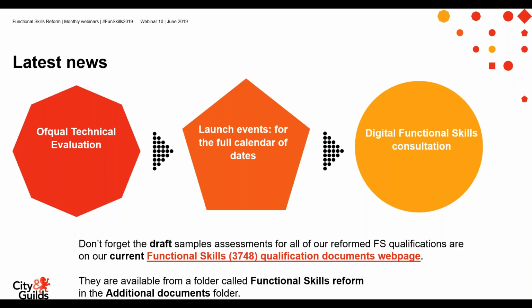So, latest news. Well, the big news, and we'll cue a quick drum roll here, is that we can now reveal that our level 1 and level 2 reform functional skills qualifications have successfully completed the Ofqual technical evaluation process. Sounds like a huge milestone, and it is. I think we've alluded before that that process has been extremely thorough, and has involved a great deal of liaison between our assessment development team and their colleagues at Ofqual.